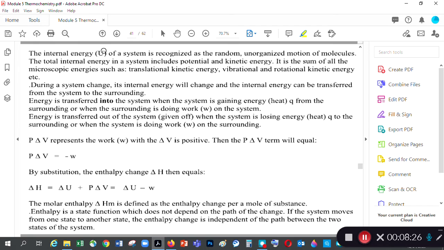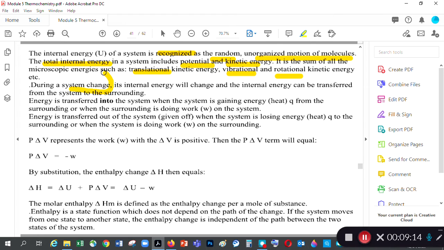The internal energy, what do we mean by internal energy of the system? The internal energy of a system is recognized as the random, unorganized motion of molecules. Correct? This is a random, unorganized motion of the molecules within the system itself. So the total internal energy includes many types of energies: potential energy, kinetic energy, and it is the sum of all the macroscopic energies such as translational kinetic energy, vibrational, rotational kinetic energy, and so on. So it is the sum of all the energies within the system.